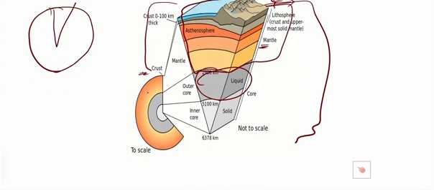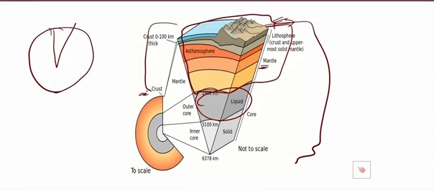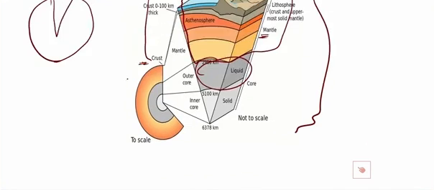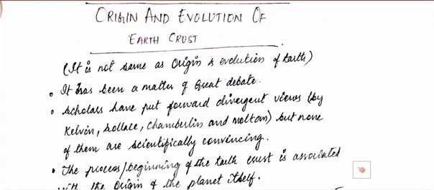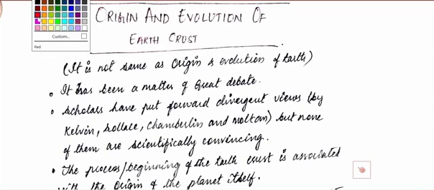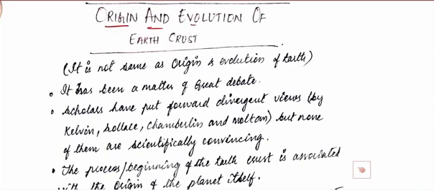So now you get an idea about what the mantle is by seeing this picture. Now we'll get into our topic. Our topic is origin and evolution of Earth crust. Origin and evolution of Earth crust. It is not the same as the origin and evolution of Earth, which I have explained earlier.